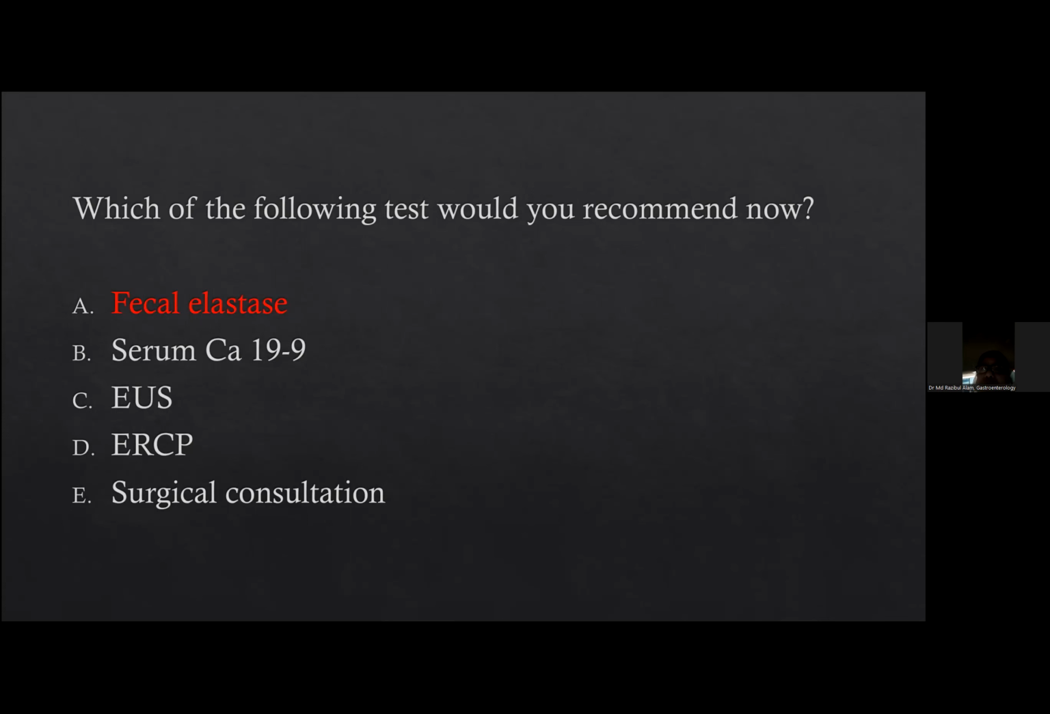Probably I have missed that part. Is his diabetes well controlled? You know, that's a very good question. I was just telling you that endocrine deficiency is also another thing. And if we go to the last slide.